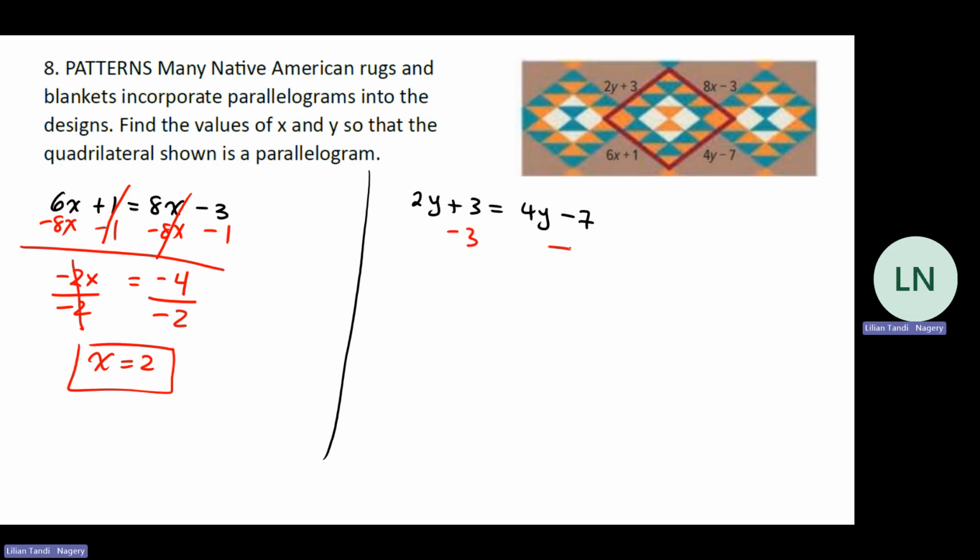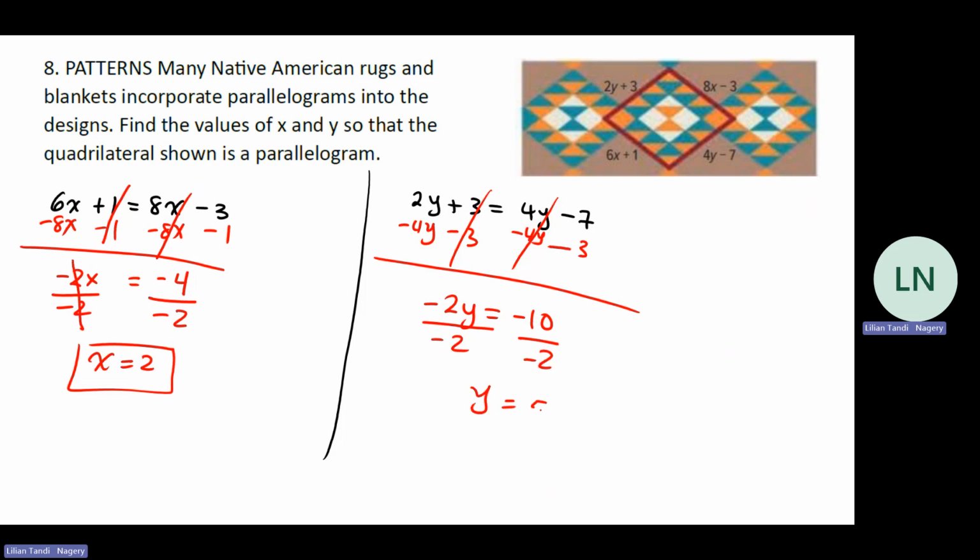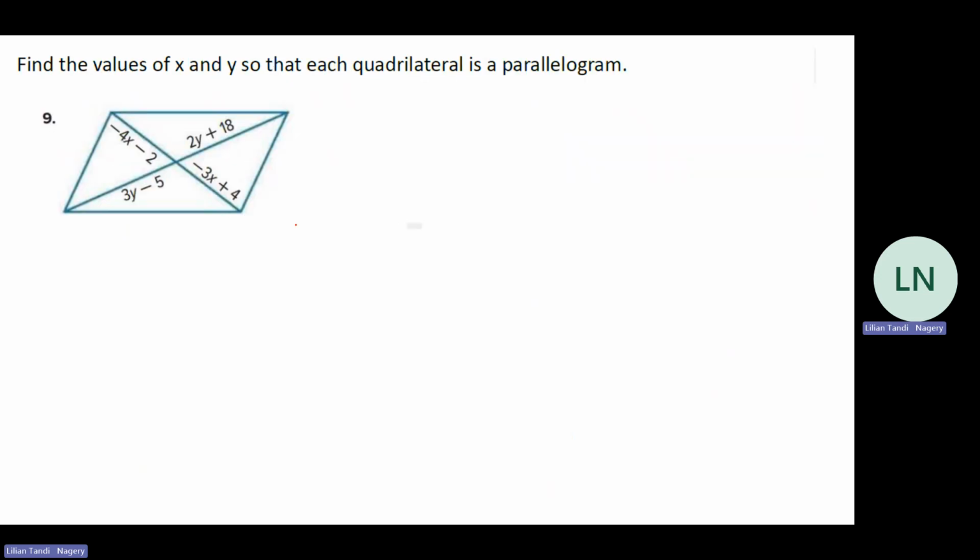Subtract 3, subtract 3, subtract 4y, subtract 4y. This goes away, this goes away. Negative 2y equals negative 10. Divide by negative 2, y is 5. Okay? All right, let's move on.